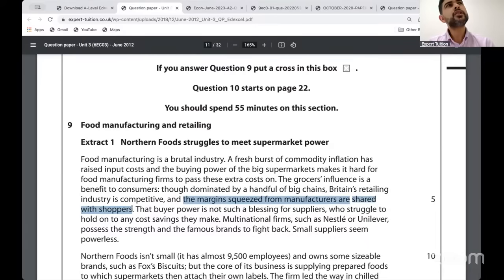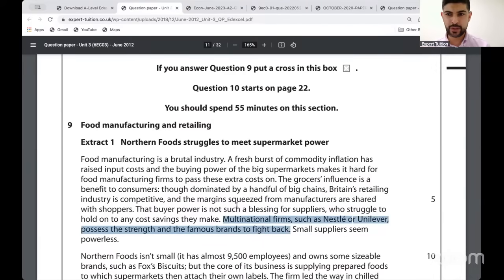But the other thing is, do you think that supermarkets like Tesco are able to dictate prices to, let's say, Coca-Cola? Well, the answer is obviously no, because if the firm that they're buying off has really strong monopoly power or brand loyalty, they can fight back. And again, it's in the data. It says multinational firms such as Nestle or Unilever possess the strength and the famous brands to fight back.